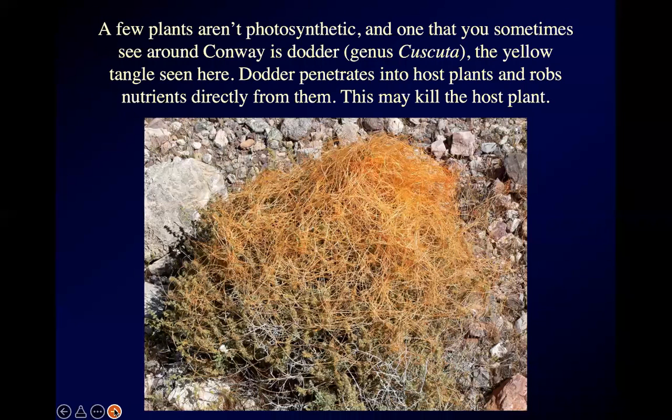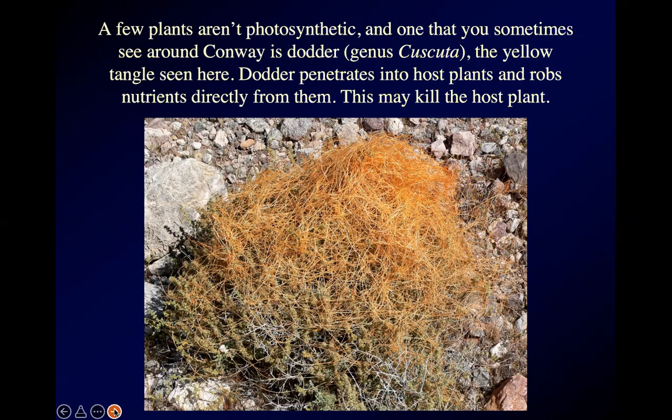The golden yellow tangly stuff that looks like somebody dumped a plate of spaghetti out is actually a non-photosynthetic plant called dodder. Dodder grows as this long tangle of stems. It doesn't have leaves of its own. It's not green. It doesn't do photosynthesis.